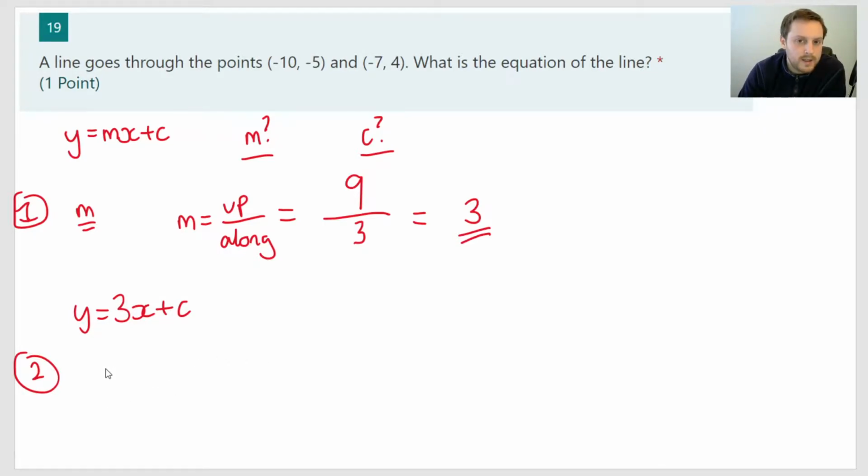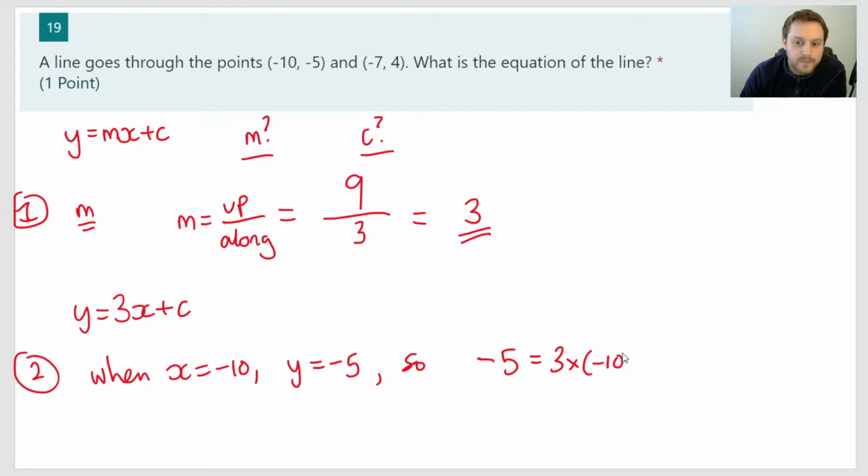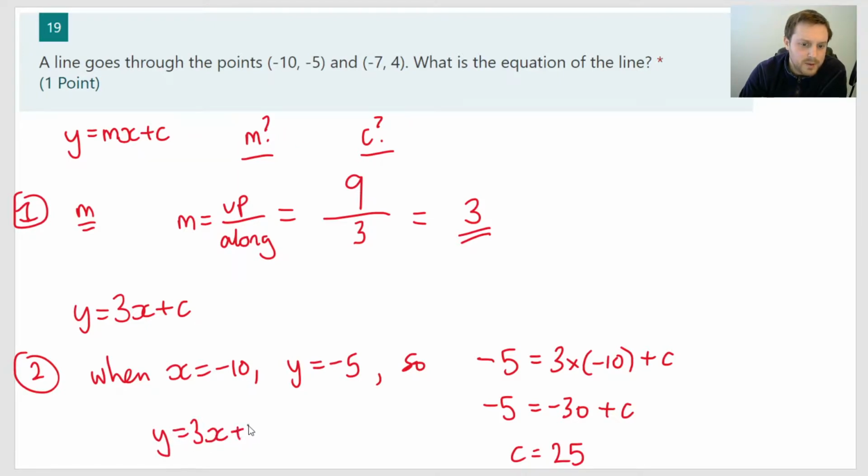So let's pick -10, -5, because why not? So when x is -10, y is -5. So what do we get? -5 is 3 times -10 plus c, which is -5 is -30 plus c. So c is 25. So y equals 3x plus 25 is our final answer.